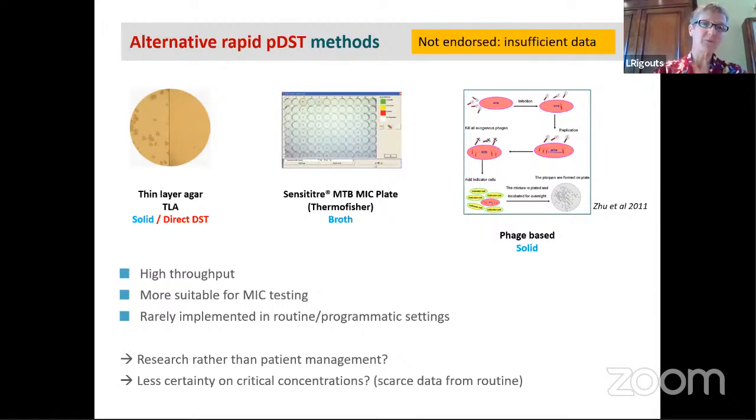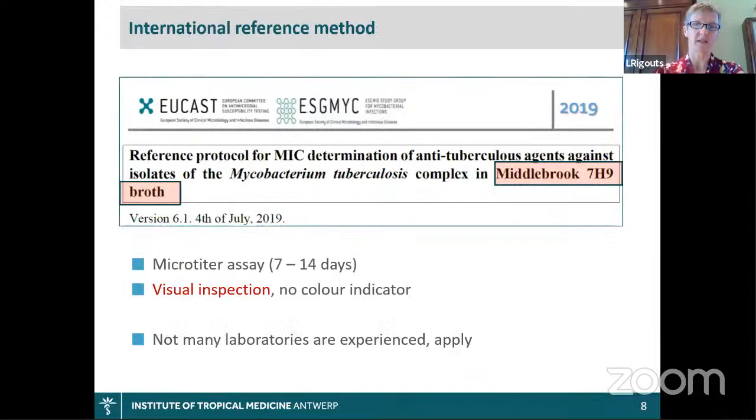But they are rarely implemented in routine and programmatic settings. So there is little data available from these tests. So they are more, at this time point, research applications than used for patient management, which also means there's less certainty around the critical concentrations for many drugs in these assays.